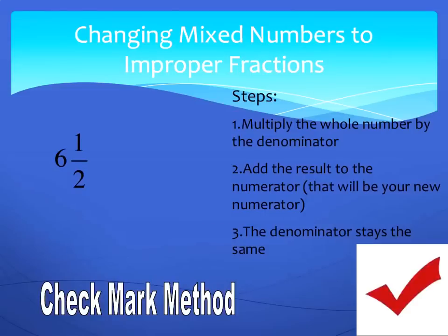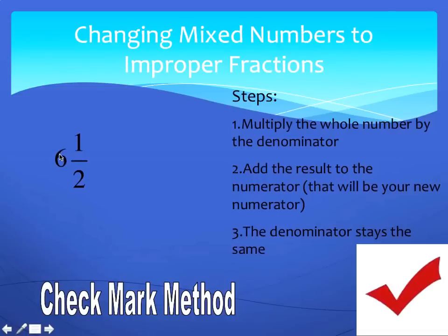Okay, and if we go from improper fractions to mixed numbers, we certainly want to make sure we understand how to go from mixed numbers to improper fractions. So when we're doing that, we have a little system that we call the check mark method. Basically the shape of the check mark helps you to remember what numbers you're going to work with. If you look at the steps over here, it says to multiply the whole number by the denominator, and then add the result to the numerator.